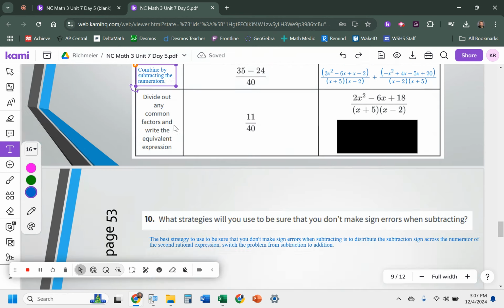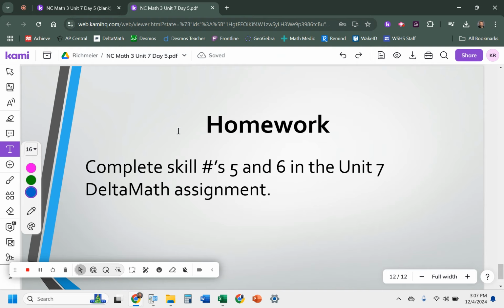What I want you to do now is complete all the way through skills 5 and 6 in Delta Math. If you've already done 1 through 4, that's awesome. If you haven't, you've also got this additional time to do that. Take this time to do that, and tomorrow we'll do a little bit of practice, and then we'll take our mastery check on these operations between two rational expressions.